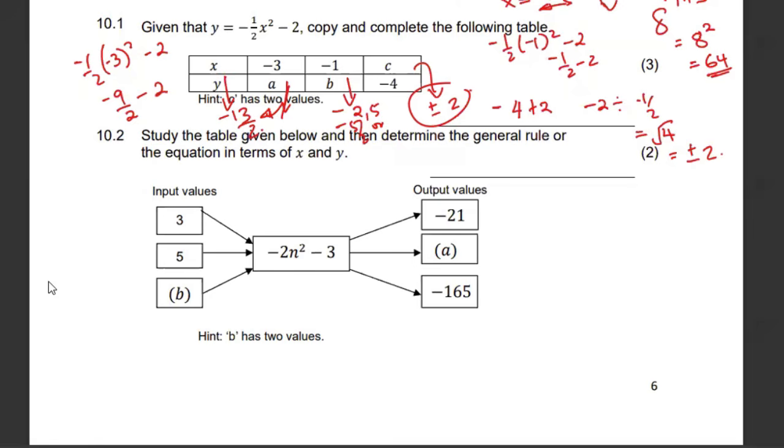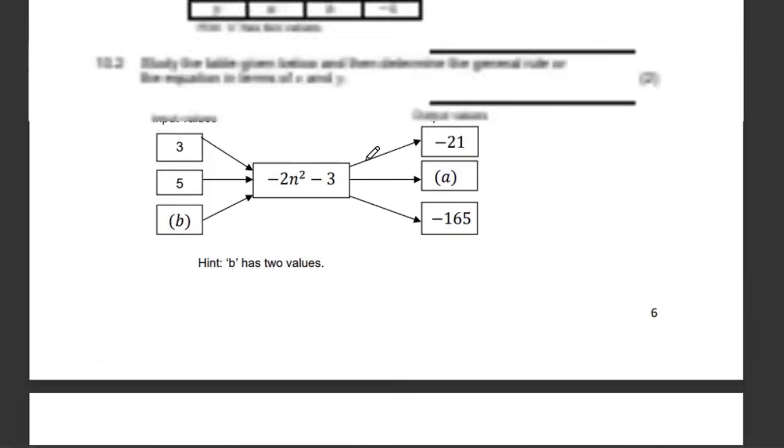All right, so we have question 10.2: study the table below, then determine the general rule. This is a flow diagram, it's not a table. Like, what do they want? What is the question asking for, because now they want the equation in terms of x and y. It doesn't make sense, does it? Nope. Because we already have the equation, which is this.